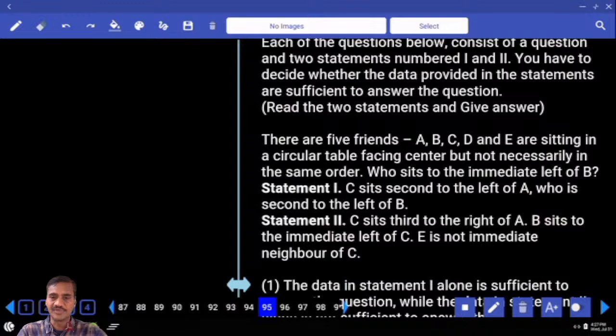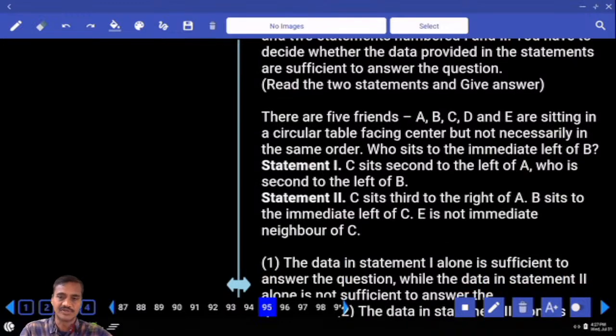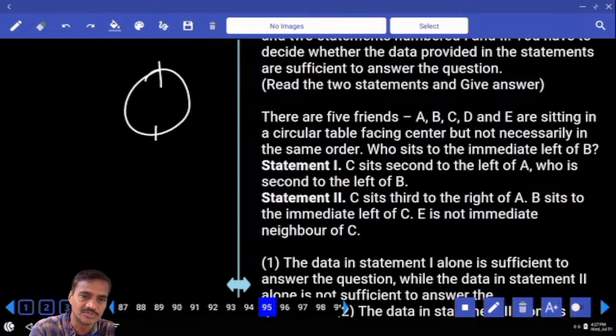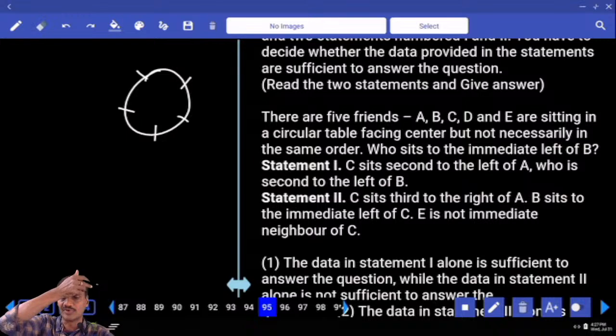Now the next one, 95 and 96. In this 95, there are 5 friends seated around a circular table. 1, 2, 3, 4. Clear? How many persons are there? There are 5 persons, 1, 2, 3, 4, 5. And who sits to the immediate left of B?